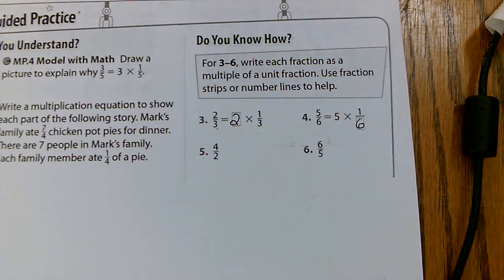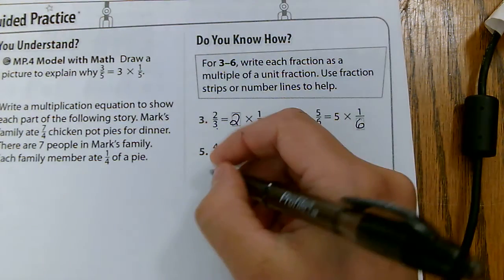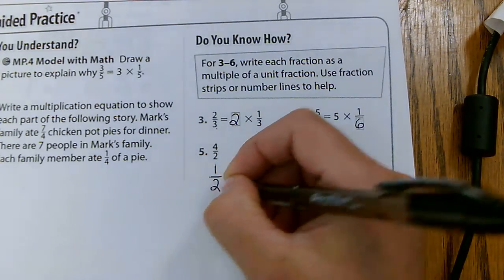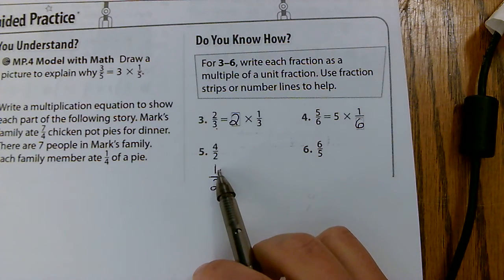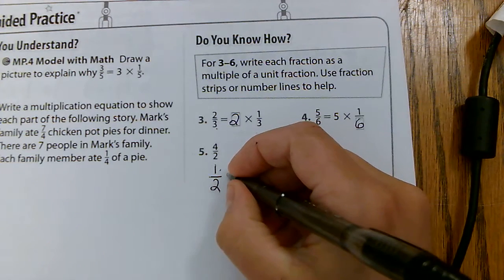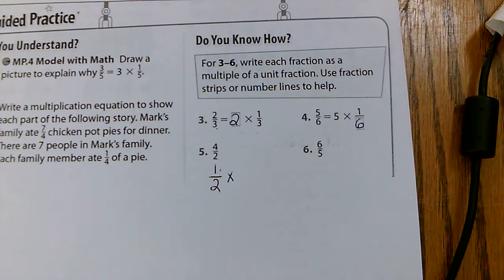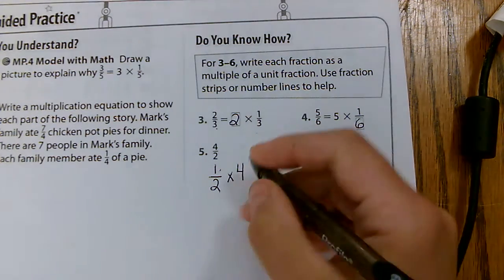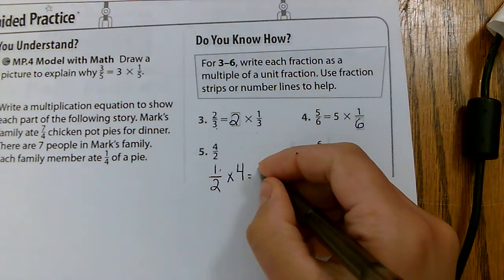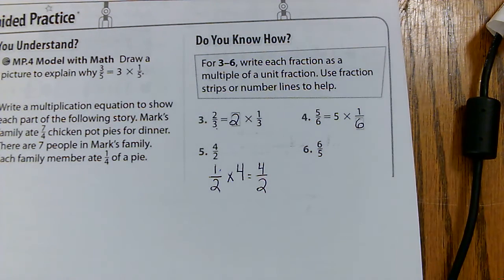Let's try this one down here. Now this one we have to come up with both pieces ourselves. 4/2. Okay. Well, the unit fraction for halves would have to be 1/2. Because remember, the denominator is going to be the same for the unit fraction, but the numerator has to be 1. So in order to get to 4/2, what would I have to multiply by? Well, it would have to be 4. Because I would do 4 times 1, that would be 4 over 2. 4/2. So that one makes sense.